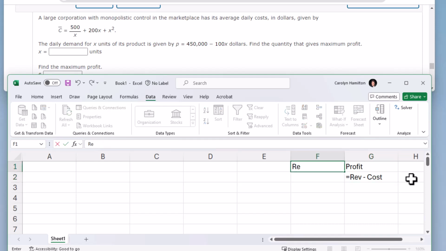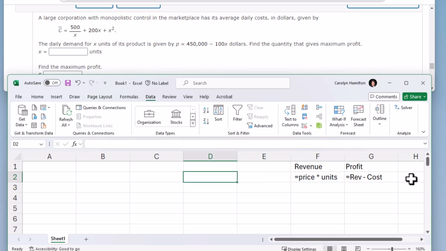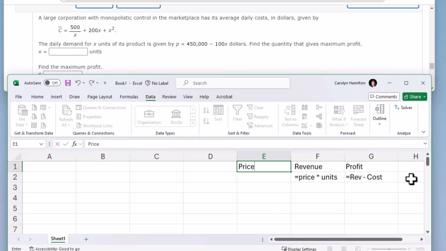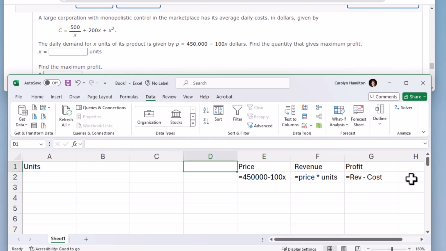So let's start with revenue. That's price times units. So I would need price and units. Okay. Price is known. It's 450,000 minus 100x. And units is my x.